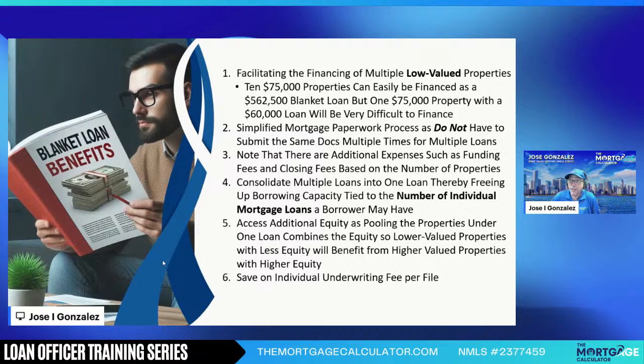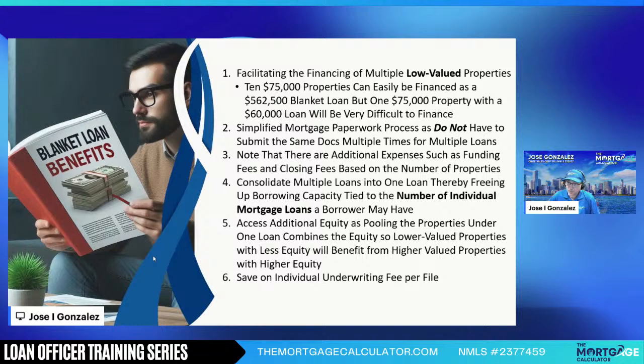Now, number five there, access additional equity. Now, this is interesting, as pooling the properties under one loan combines the equity. So the lower valued properties with less equity will benefit from being pooled with the higher valued properties with higher equity, so that then your combined loan to value on your portfolio will be lower, and thus free up some additional borrowing capacity for your borrower. So that's an interesting one there, where they can combine all of their properties in one and have a combined loan to value.